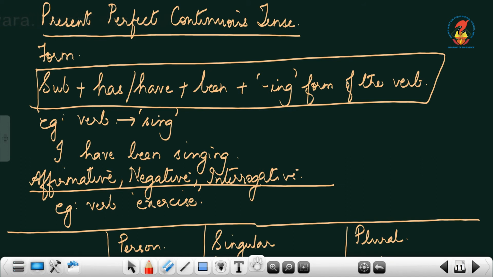Now for example, we will take the given verb sing. How will you express this in the present perfect continuous tense?